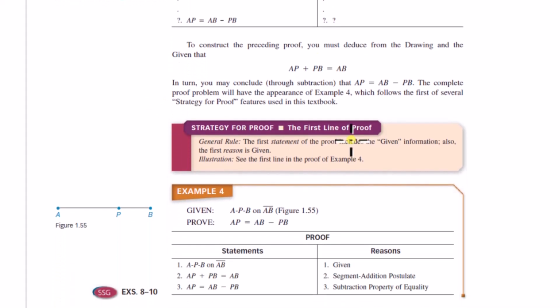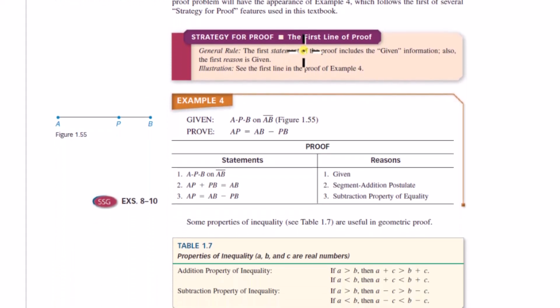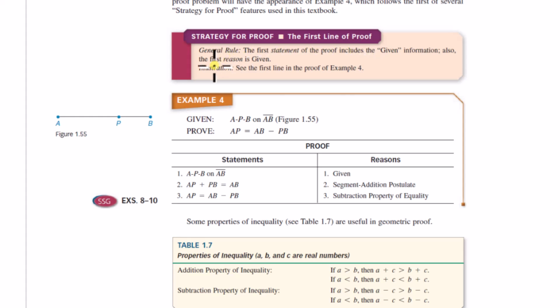Strategy for proof, the first line of proof. General rule: the first statement of the proof includes the given information. Also, the first reason is given. You include the given information, and then for the reason, you put given. Illustration: see the first line in the proof, example 4. So we're given this, that's what we're given.